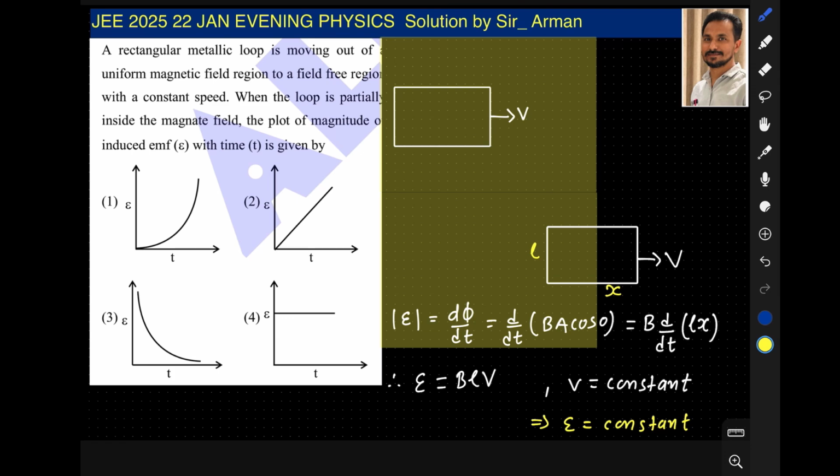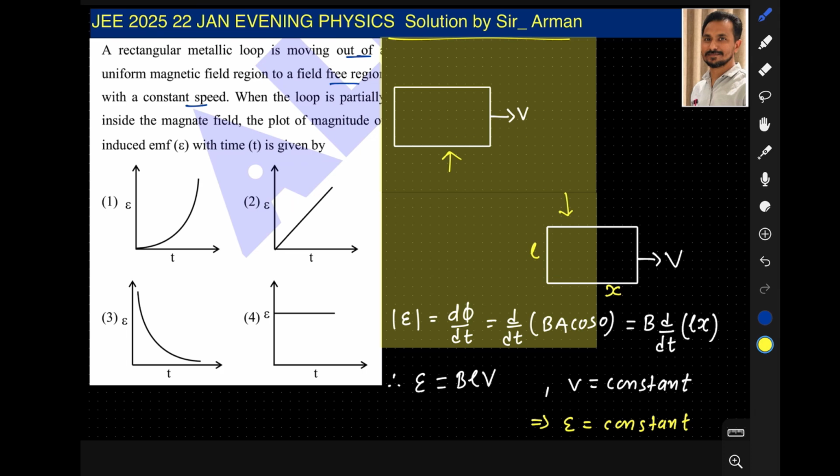A rectangular metallic loop is moving out of a uniform magnetic field region to a field-free region with a constant speed. When the loop is partially inside the magnetic field, the plot of magnitude of induced EMF with time is given by which? See, in the first picture, we have this kind of rectangular loop, and this rectangular loop is moving out of this magnetic field. In the background you can see this part is the magnetic field. So let us assume at an instant of time, this is the position of the rectangular loop. Then how the EMF changes with time, that we have to tell.